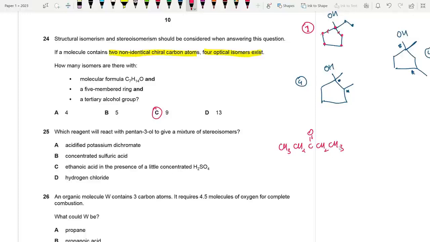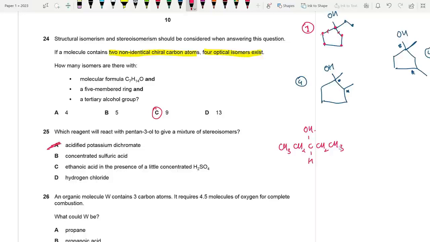Acidified potassium dichromate. Ketones cannot be oxidized. Concentrated sulfuric acid. Actually, oh, it's pentan-2-ol. My bad. Sorry. Pentan-2-ol. So that's CH3 CHOH. So if you give acidified potassium dichromate, it will turn into pentan-2-one, which is only one compound, no stereoisomers.